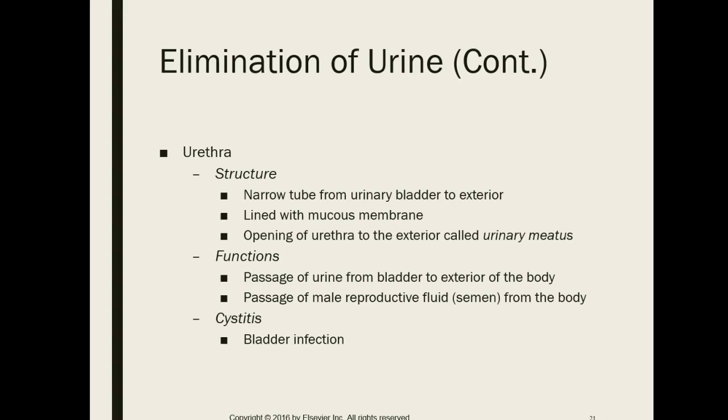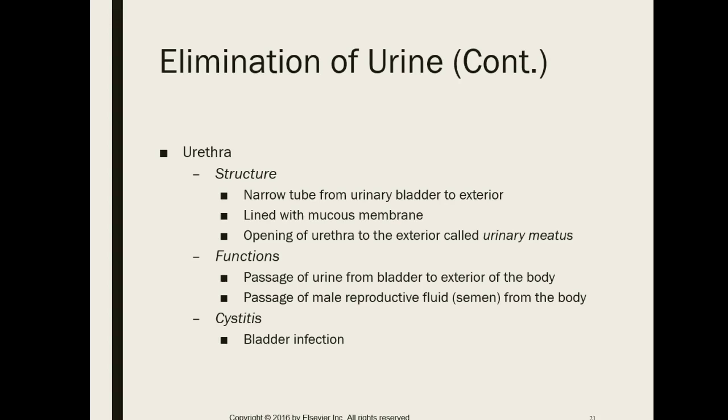So the last structure that we will talk about with this is the urethra. This is going to extend from the urinary bladder to the exterior opening, lined with a mucous membrane. The opening of the urethra is going to be referred to as the urinary meatus. The urethra is a pretty narrow tube, about 4 centimeters long in women and about 8 centimeters long in males.